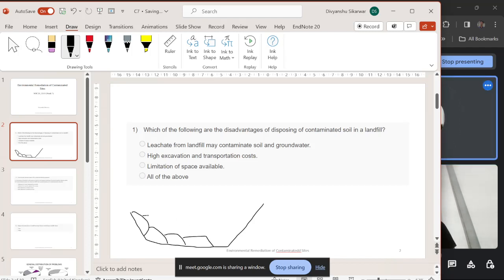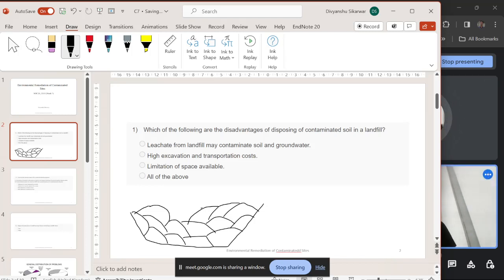Transport. It is not talking about environmental pollution. High excavation and transportation costs. Actually, option A is talking about environmental pollution, no, sir. Can you just explain that, sir?